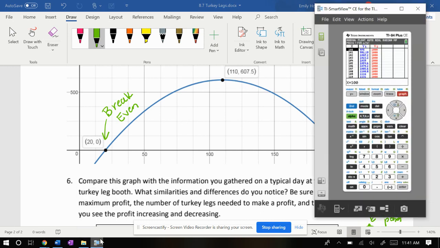It's not that hard. All right, so I'm going to clear my calculator. Second, plus, 7, 1, 2. All right, so that clears my memory. Now I'm going to go to stat, edit, and I'm going to enter in these points. So 20 and 0 is an ordered pair.